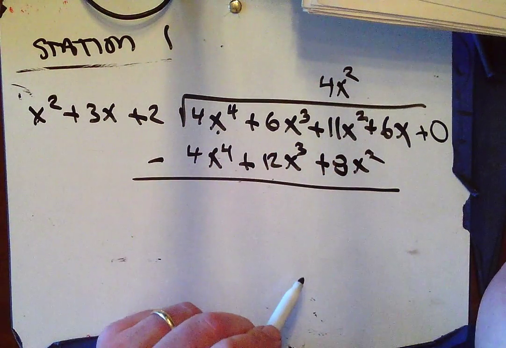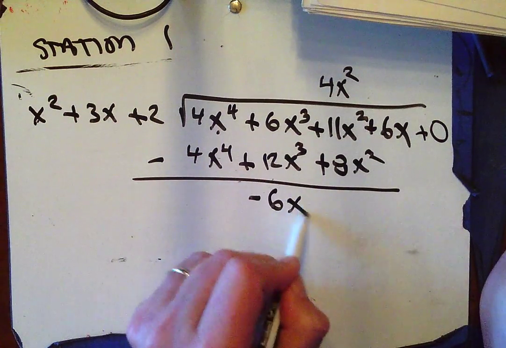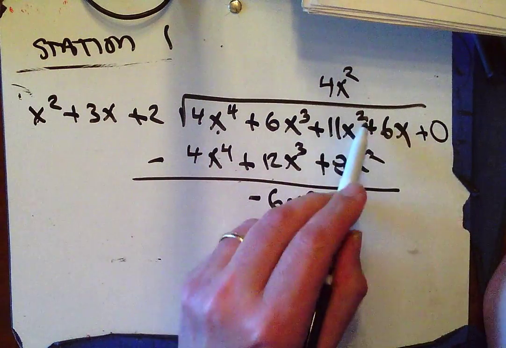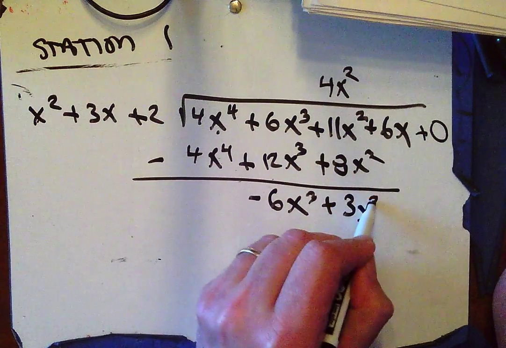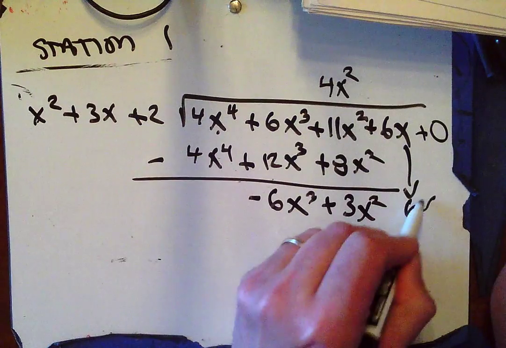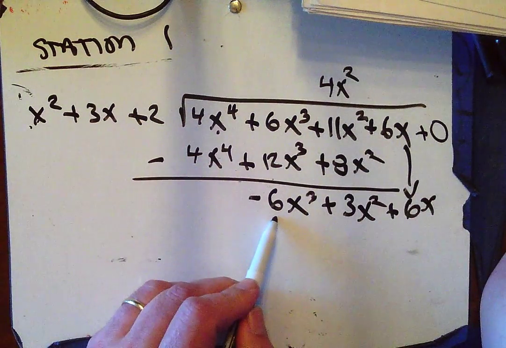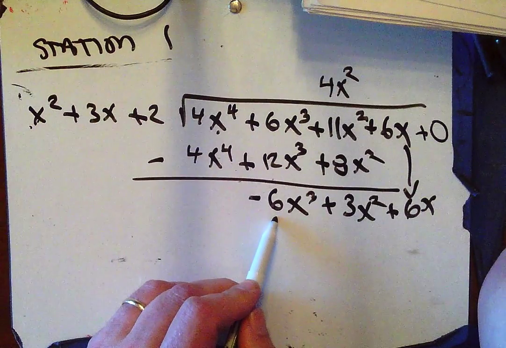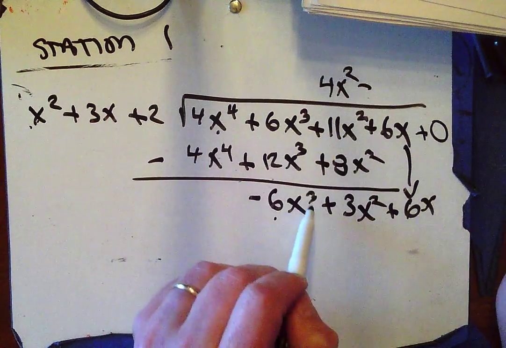Remember, with long division, we subtract. 6x to the third minus 12x to the third is going to be negative 6x to the third. 11x squared minus 8x squared is 3x squared. And let's bring down that 6x. So what do I multiply this by to turn it into this? Well, I'm thinking I need a negative 6x, because that's x to the third.